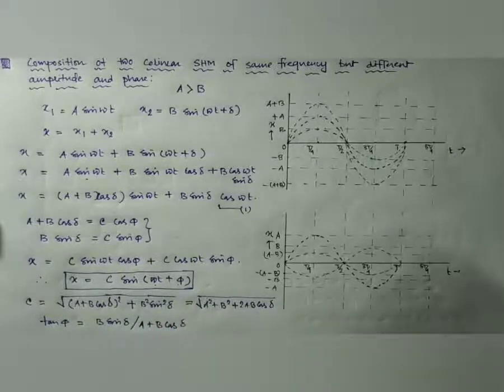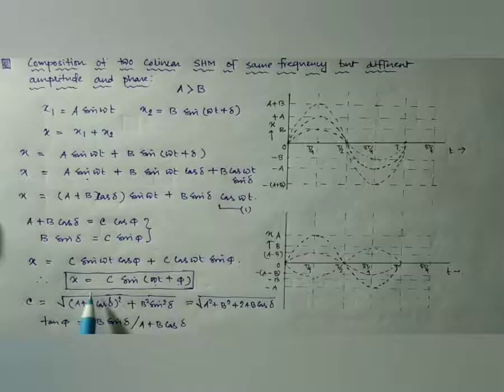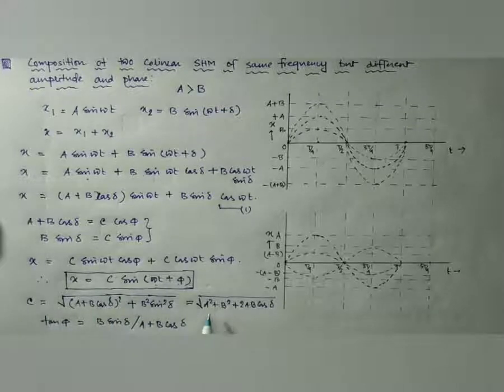cos delta. So look here, the resultant motion is also a simple harmonic motion, but it has a different amplitude c, where c is root over of a square plus b square plus 2ab cos delta, and it has a different phase, that is omega t plus phi. Phi is given by tan phi equal to b sin delta by a plus b cos delta.